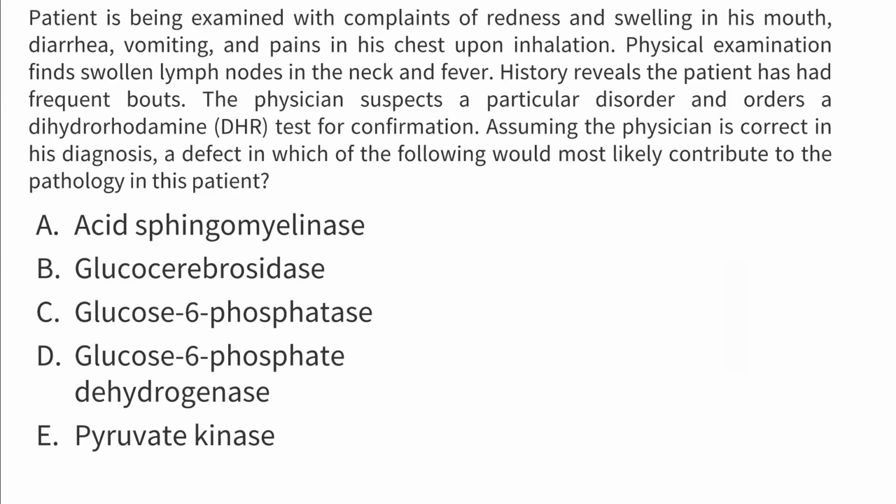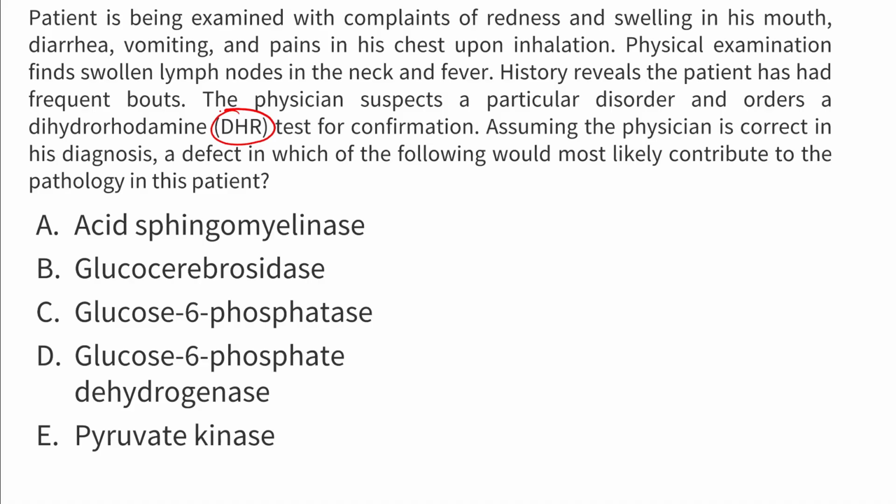Next question: redness, swelling in his mouth, diarrhea, vomiting, pains in his chest upon inhalation. Physical examination: swollen lymph nodes in the neck and fever. History reveals the patient had frequent bouts of infection. The physician suspects a particular disorder and orders a DHR test, dihydrorhodamine, for confirmation. Assuming the physician is correct in his diagnosis, a defect in which of the following would most likely contribute to pathology in this patient?